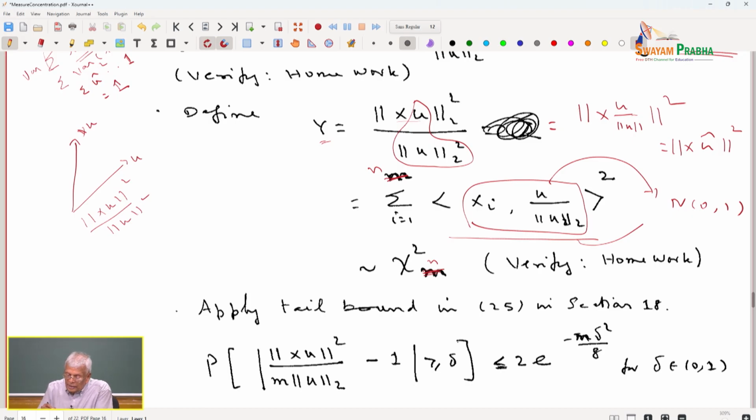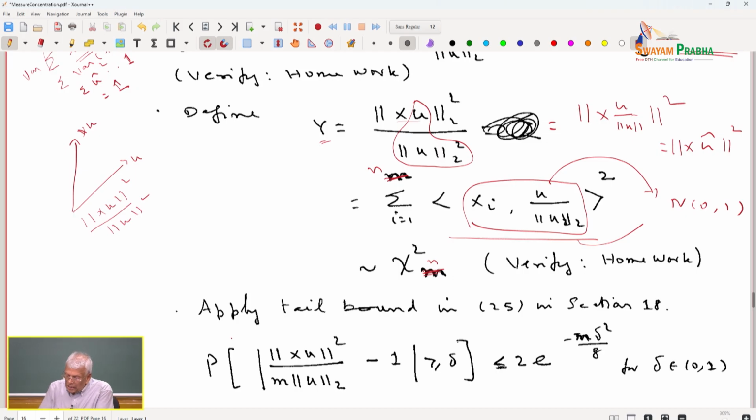And these are chi-square variables with n degrees of freedom. We have already defined chi-square variables. Chi-square variables are sums of independent, identically distributed squares of normal random variables. And that's exactly what we have proved for the inner product.